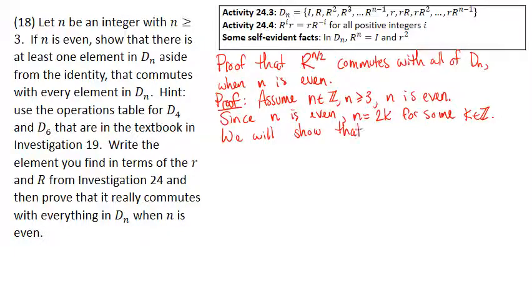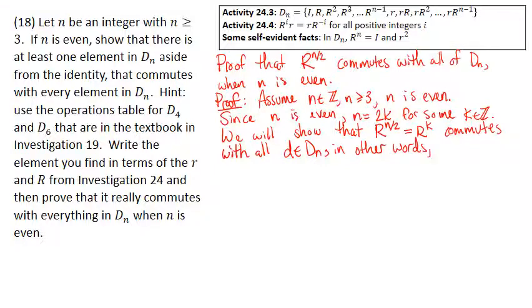that r to the n/2, which is going to equal r to the k, commutes with all, I'll just call the elements of the dihedral group d. So with all d in D_n. Okay, so in other words, that r to the k d equals d r to the k. Okay, so how am I going to do this?